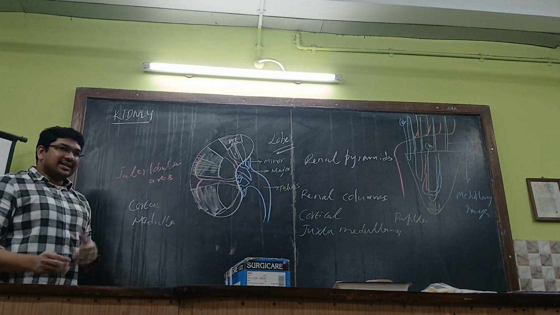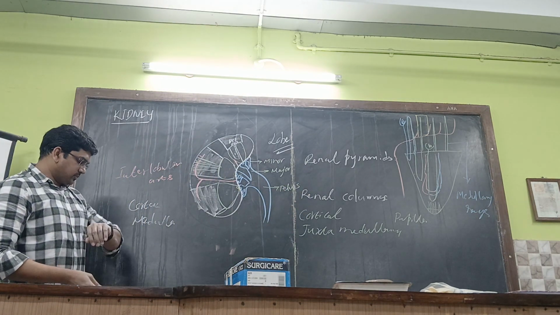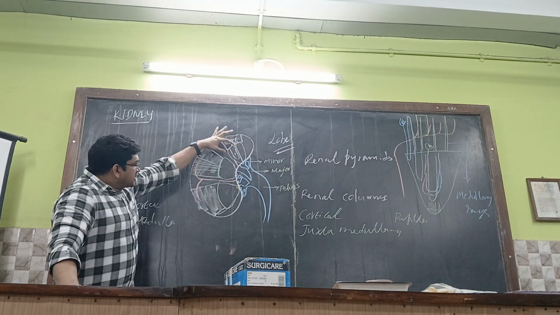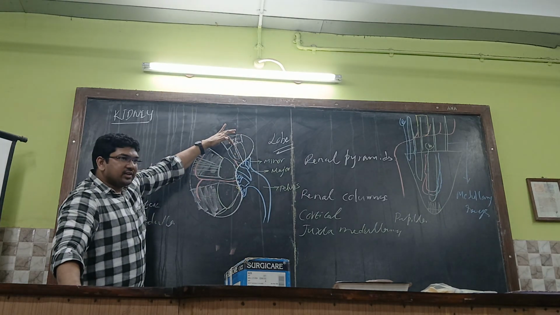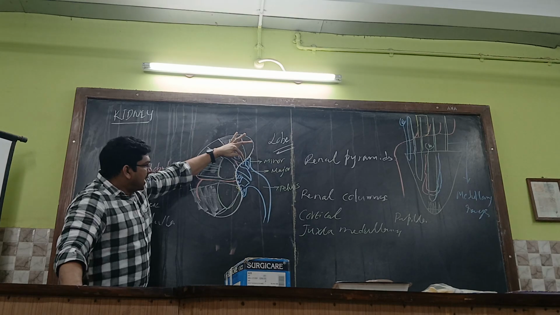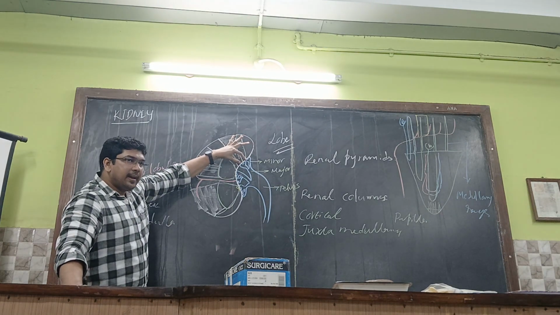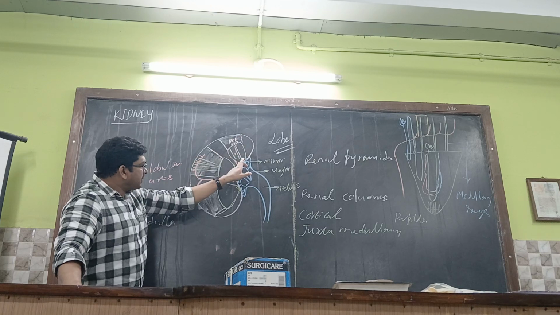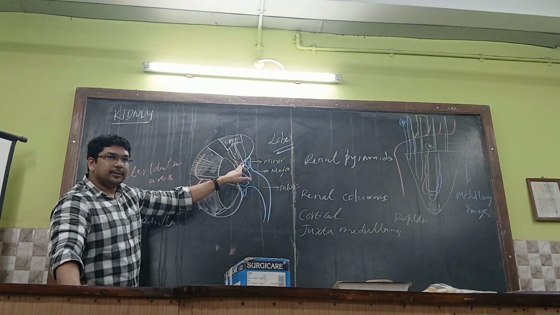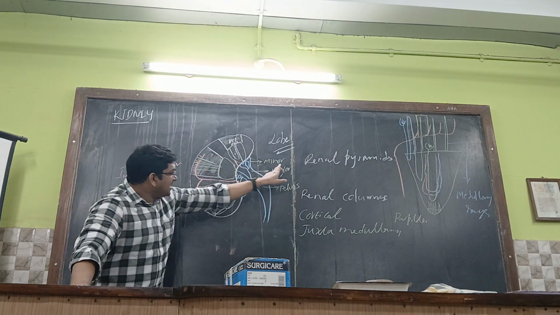Okay, let us see the papilla over here. We'll finish it off with this. So this is the renal papilla. This is the base of the renal pyramid. Wherever the apex of the medulla, I mean the renal pyramid, is present, that area is termed as renal papilla. That papilla will be opening into multiple minor calyces over here.